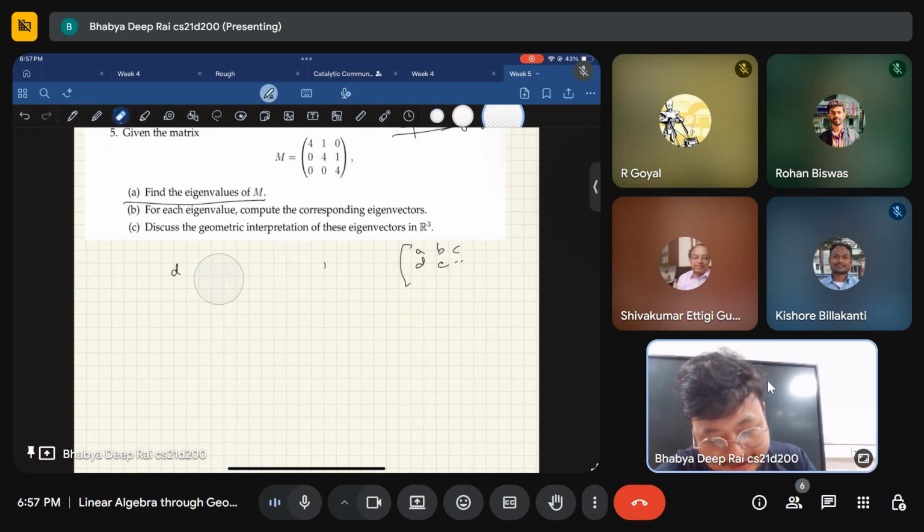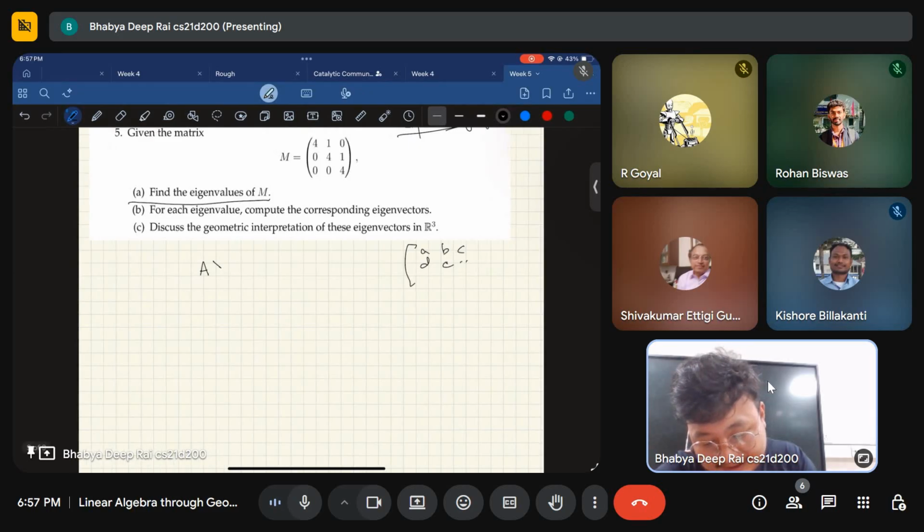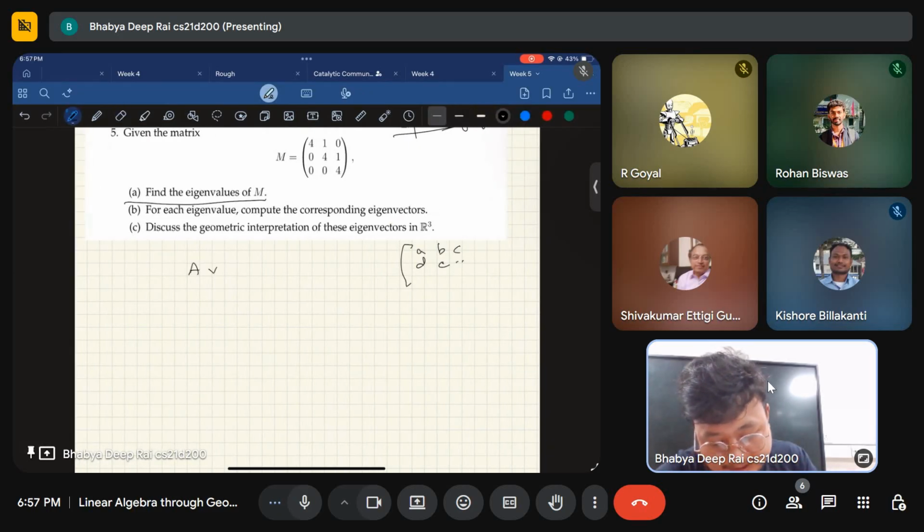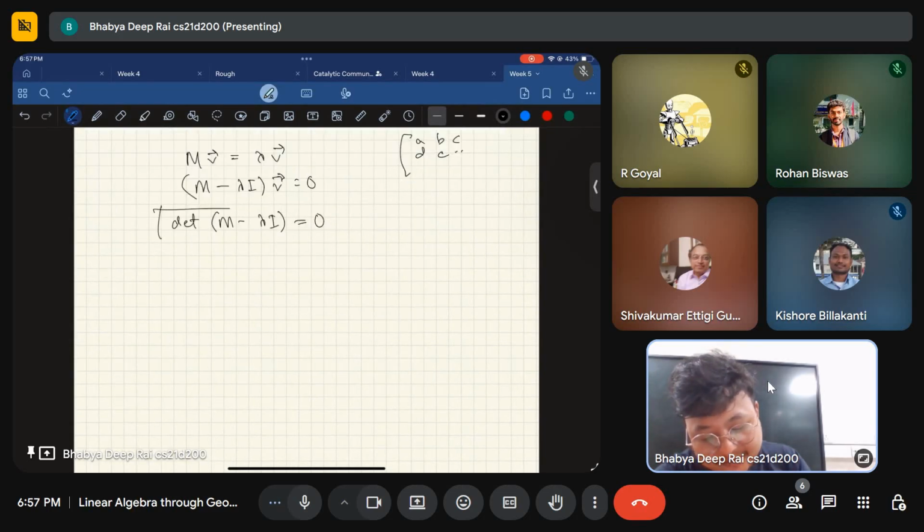But how did we get this? Well, we were saying that A V, this matrix is called M. MV equals lambda V, and then we shift this over. I'm not going to go into the details, but it's something like M minus lambda I times V is 0. For this to happen, the determinant of M minus lambda I must be equal to 0, and therefore I use this formula.